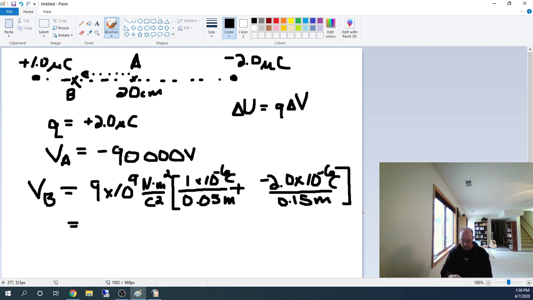We've got 1 times 10 to the minus 6 divided by 0.05 plus negative 2 times 10 to the minus 6 divided by 0.15, and then take that result and multiply it times 9 times 10 to the 9th, and I get a positive voltage of 60,000 volts.